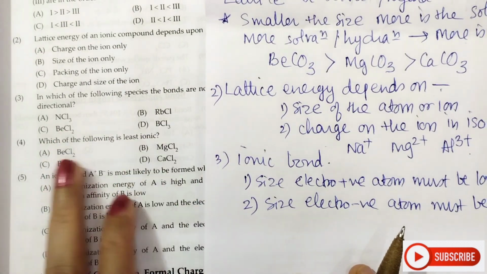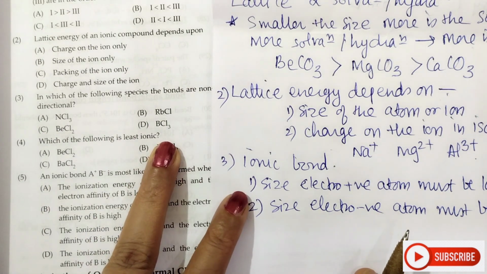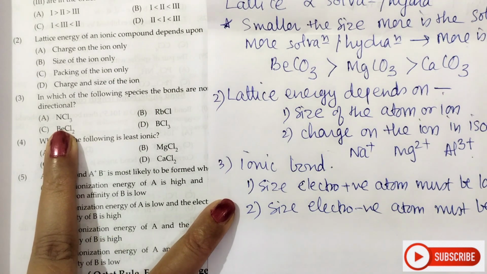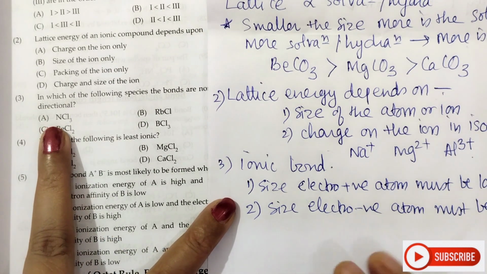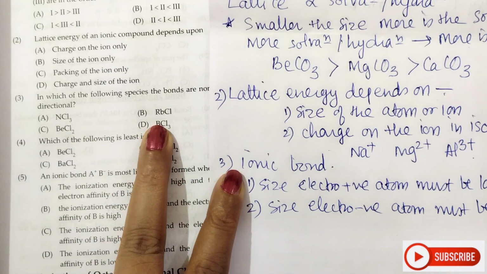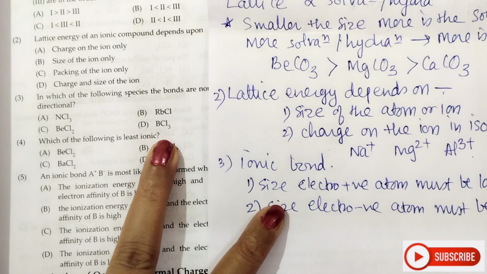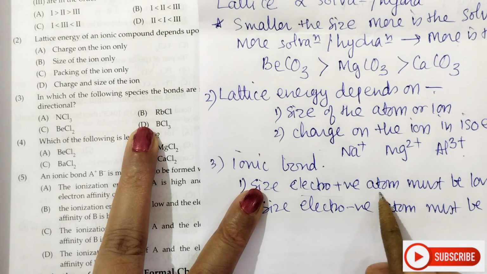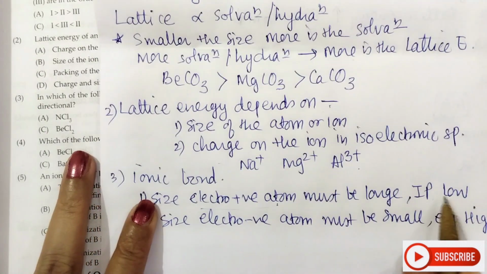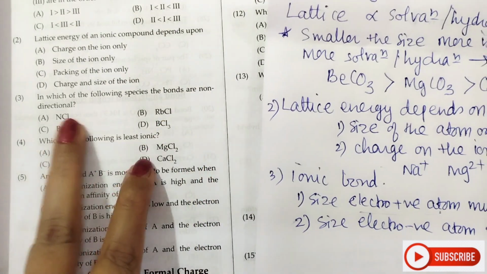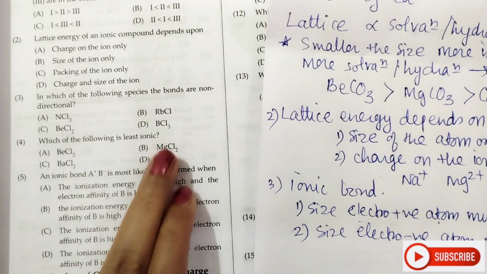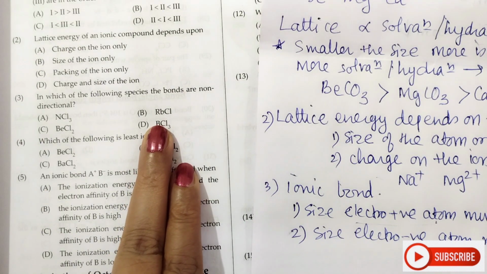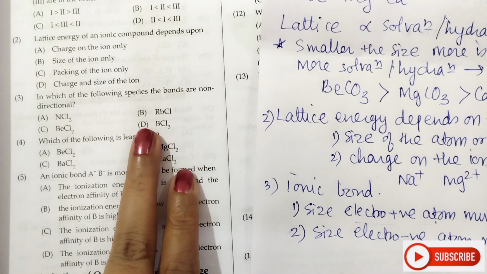nitrogen, rubidium, beryllium and boron. If I see this, then nitrogen is of course from p block, so its size must be small because this is the electropositive element here. If I see rubidium, its size is large. Beryllium and boron, they have small atomic size. So here answer is second option, where rubidium is having more electropositive character and will have low ionization potential. I am not considering the anionic part because they are same for all the options. So where you will find the ionic bond is second option, and that ionic bond of course is the non-directional one. So answer is second option.